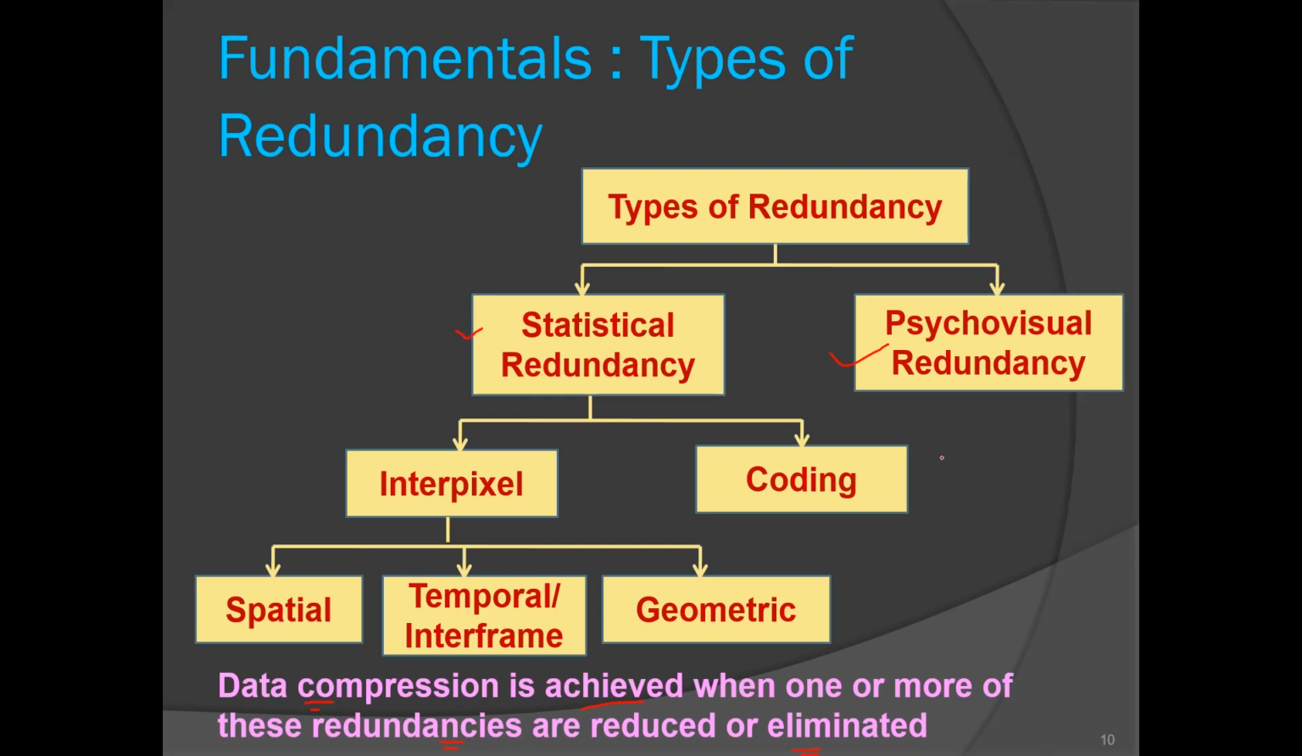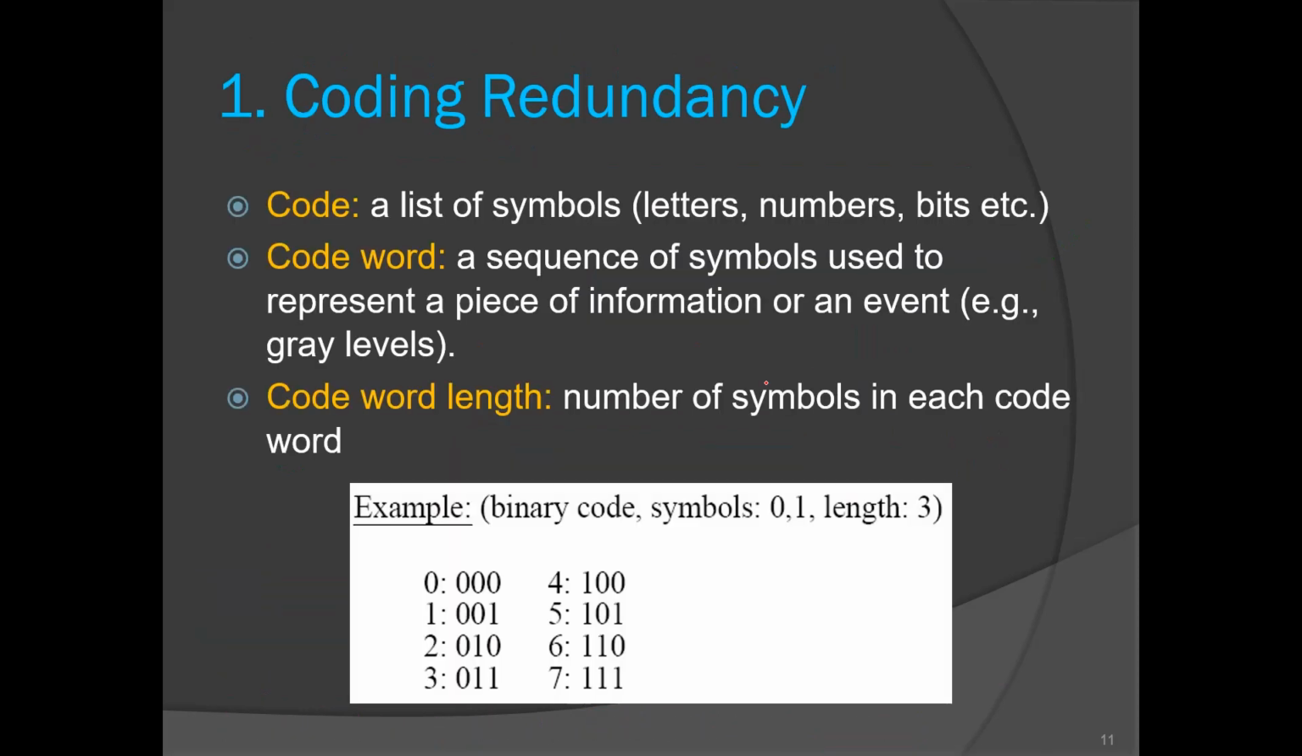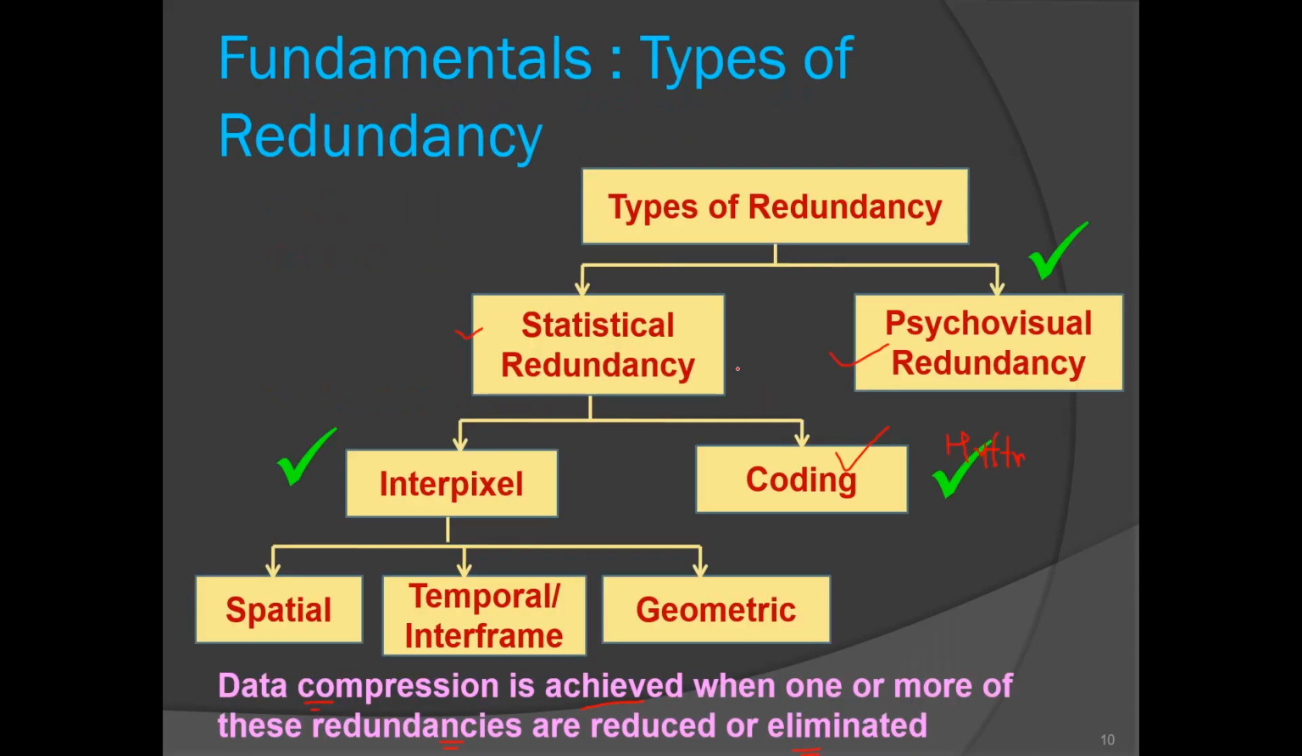One example I can give is Huffman coding. It tries to reduce the coding redundancy. Some other technique will try to reduce a combination of these redundancies. In this way we are going to achieve the compression. Now we are going to study these three types of redundancy, that is psychovisual, coding and interpixel.